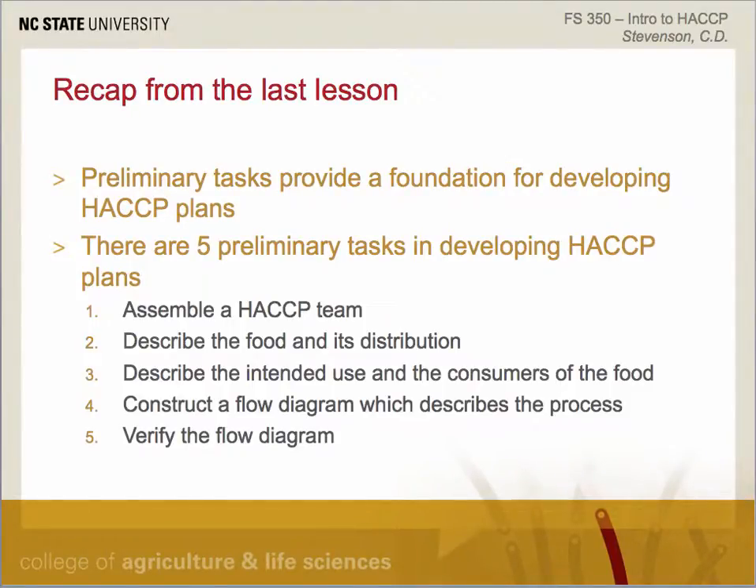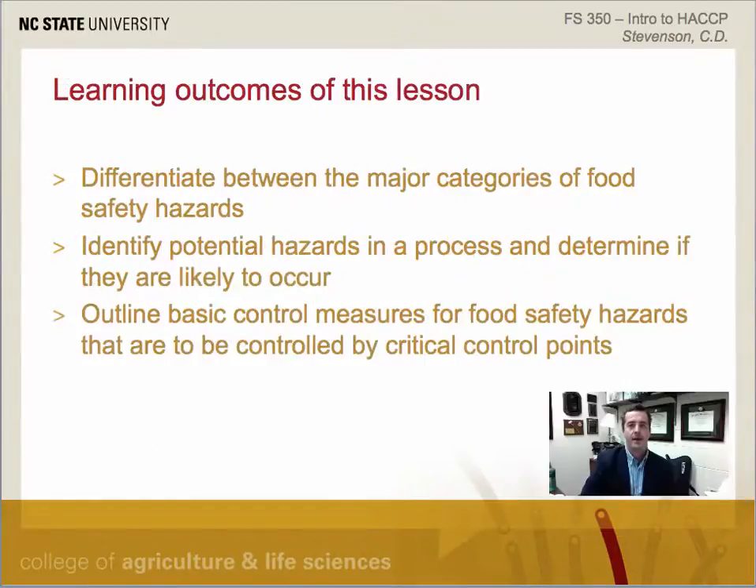The 5 preliminary tasks of developing a HACCP plan that we discussed in the last lesson were assembling a HACCP team, describing the food and its distribution, describing the intended use and the consumers of the food, constructing a flow diagram, and verifying this flow diagram. Now we're getting closer to the first of the 7 HACCP principles, hazard analysis.